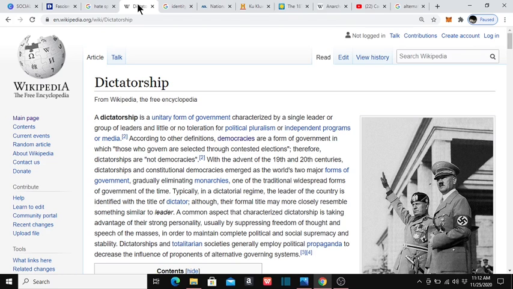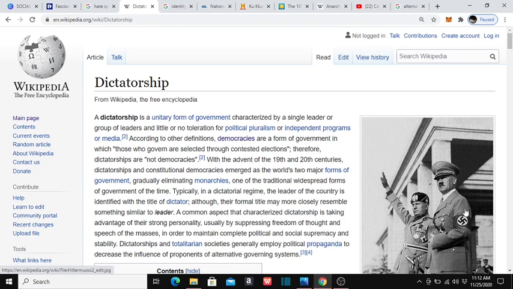A dictatorship is a unitary form of government characterized by a single leader or group of leaders and little or no toleration for political pluralism or independent programs or media. So now, what is this talking about? This is talking about total state control, either by a single leader or a group of leaders. A dictatorship doesn't necessarily have to be by one person. It could be by a group of leaders, like a government, a governmental dictatorship, as it says, a unitary form of government. Now, a good example of a dictatorship would be Nazi Germany.